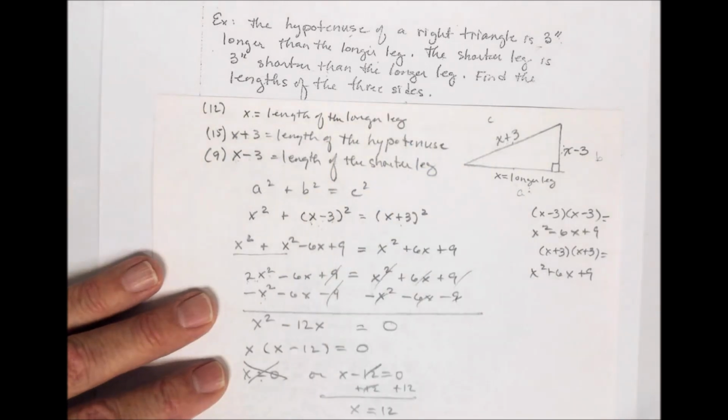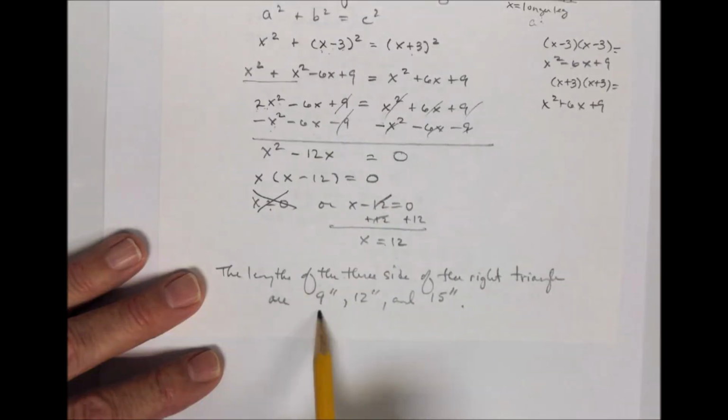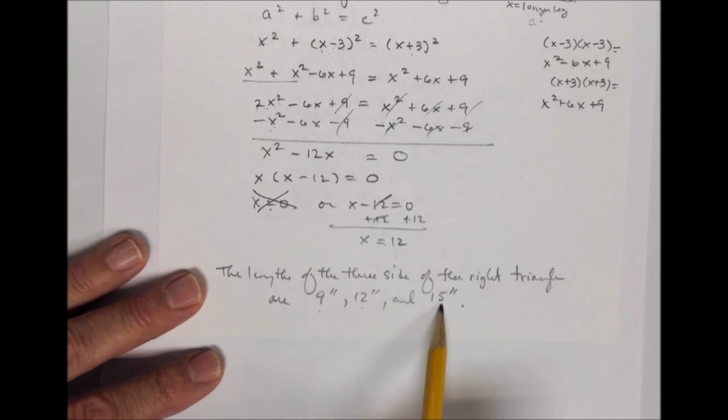Now you could check this. Does 9 squared plus 12 squared equal 15 squared? It does, but if it didn't, then that would be a good check that said, got to go back and redo this problem.